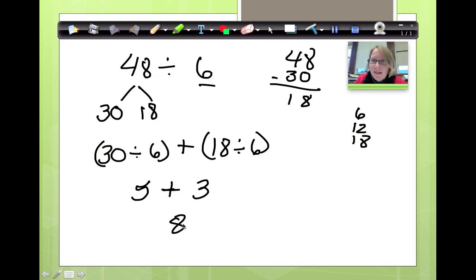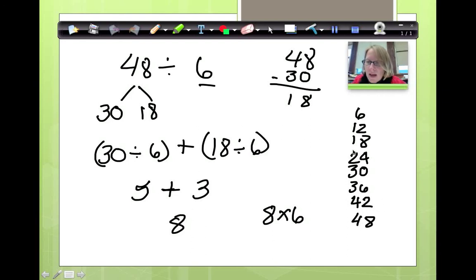What's a way I can check that? Well, let's do the opposite. So what is 8 times 6? Is that 48? Well, let's do 8 6s. Ready? 6, 12, 18, 24, 30, 36, 42, 48. 1, 2, 3, 4, 5, 6, 7, 8. 8 groups of 6 is 48. See how we do that?